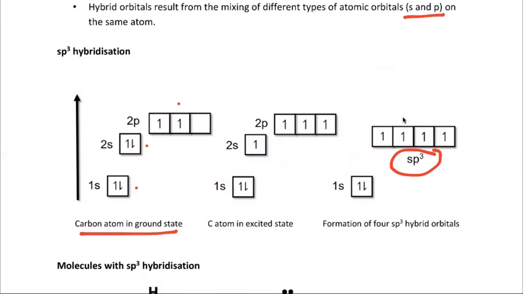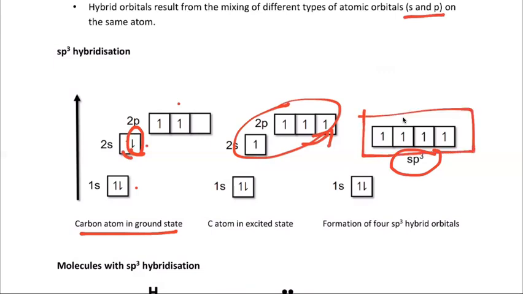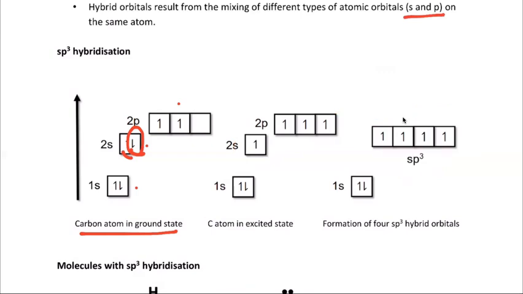Now, what happens is if it gets excited, one of the electrons from the 2s is going to jump up to the 2p. So it jumps up to a little higher energy level. Then those 4 orbitals come together and form these 4 hybrid orbitals. Notice that all 4 of them are now written at the same level of energy. If we were to trace a line horizontally across, 2s is here, 2p is here, and if you notice, the sp3 is in between.